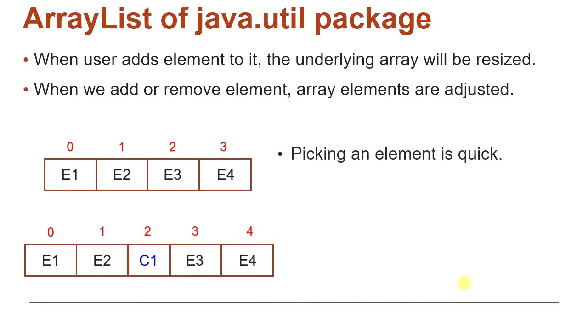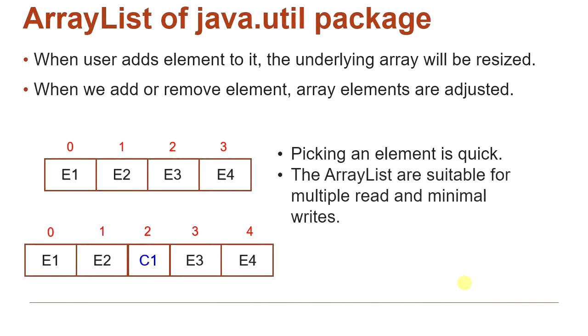Picking an element is quick. Since it is a continuous memory location, when we want to take an element based on the index, it will be easy. Why? Because the memory is continuous. So we will reach that memory location more quickly, and we can get that element. ArrayLists are suitable for multiple reads and minimal writes.